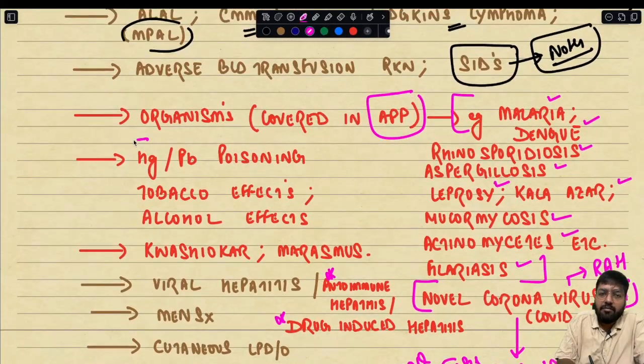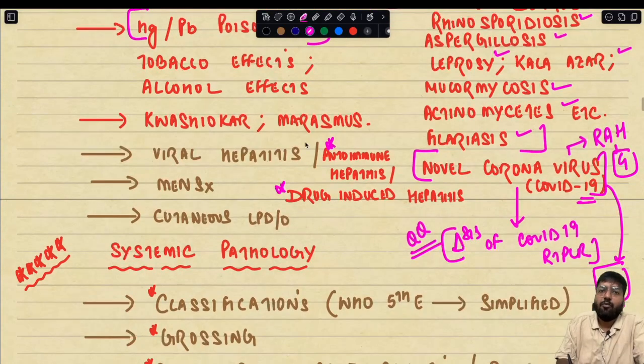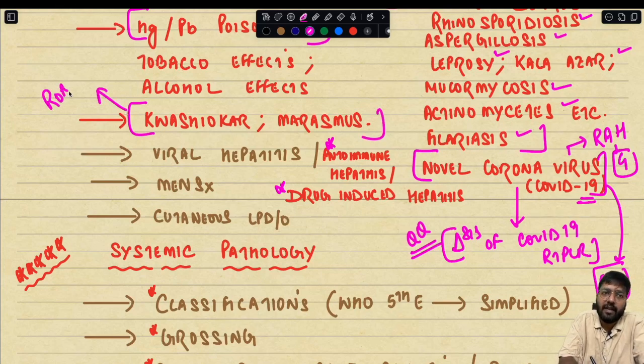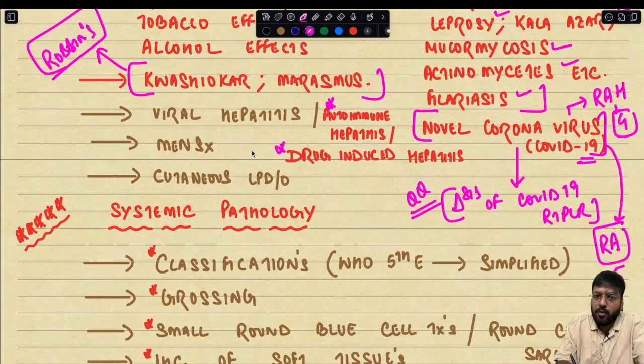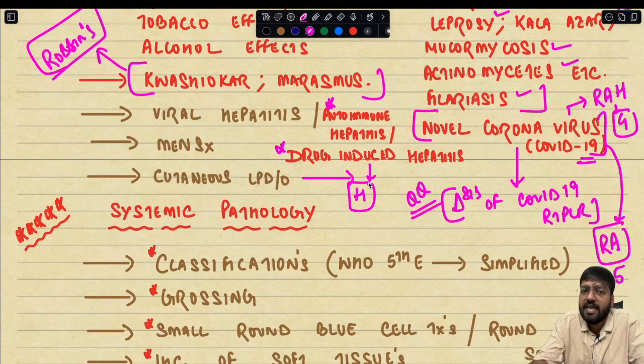Apart from that, we are having mercury or lead poisoning, tobacco effects, alcohol effects. Then Kwashiorkor marasmus, again this is not covered. Kwashiorkor marasmus you have to read from Robbins directly. Other important topics include viral hepatitis, autoimmune hepatitis, drug induced hepatitis, MEN syndrome, cutaneous lymphoproliferative disorder. Now all this is covered. Autoimmune hepatitis, drug induced hepatitis as well as cutaneous lymphoproliferative disorder are covered under the section of handwritten notes inside the website and application. You will see the handwritten note section where this has already been covered.